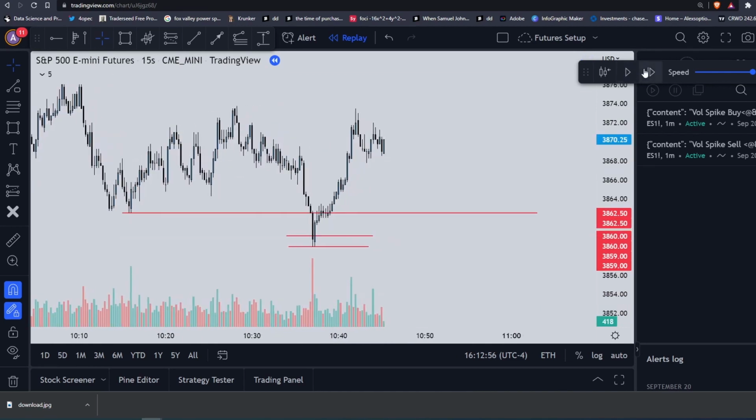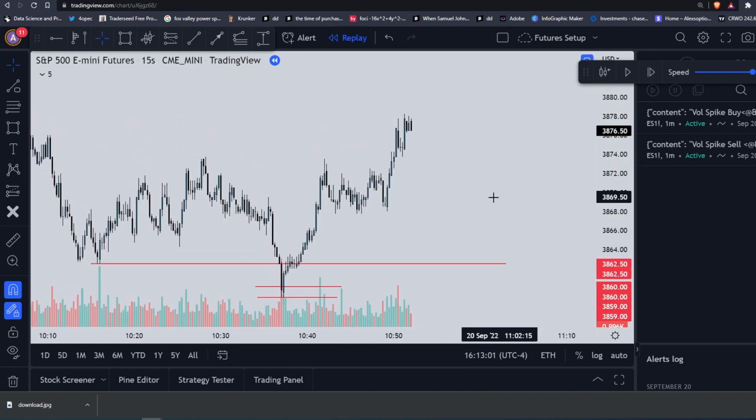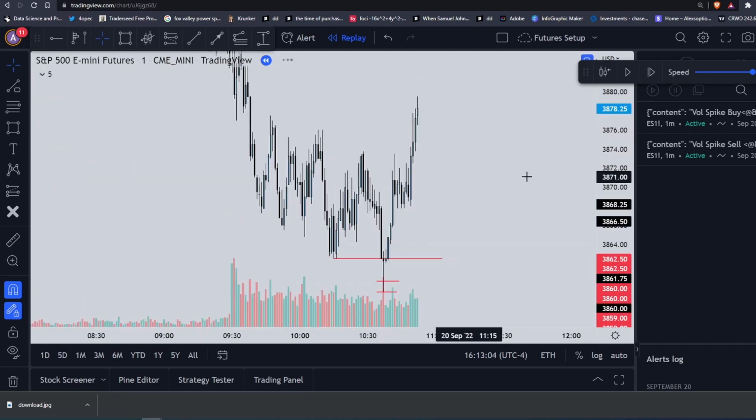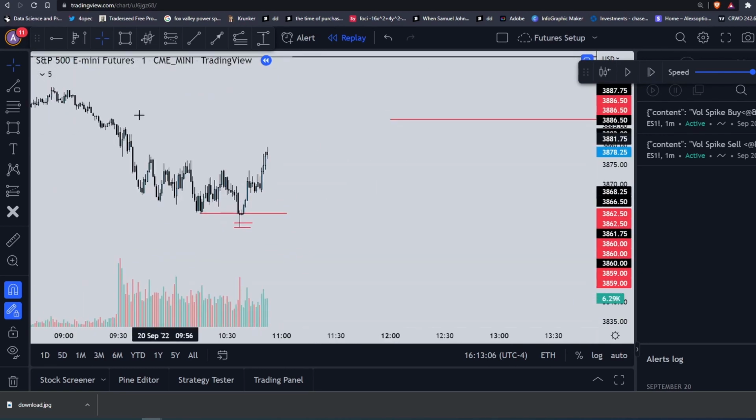If we let this play through, you're going to see we trade into the highs. So if we go back to a 1 minute, now this is where bias comes in as well.